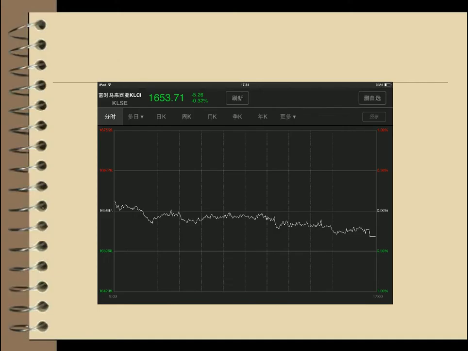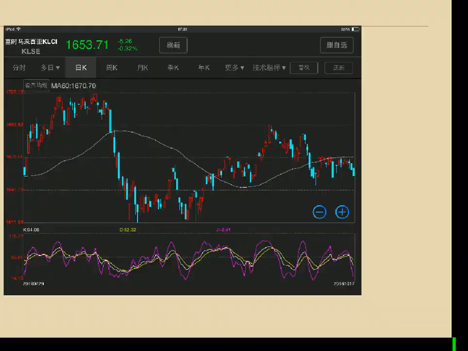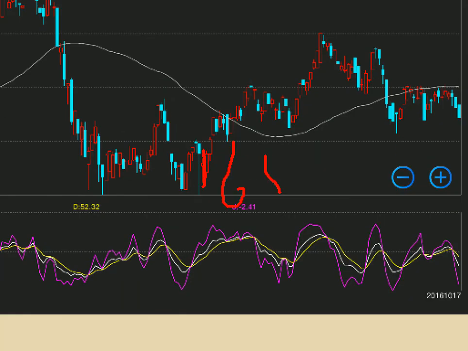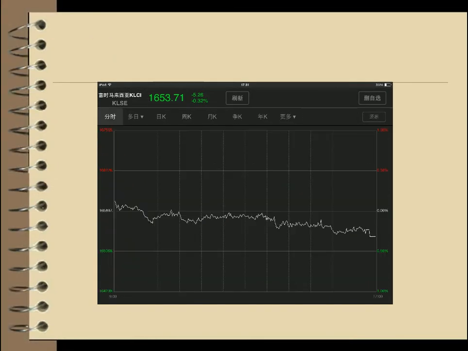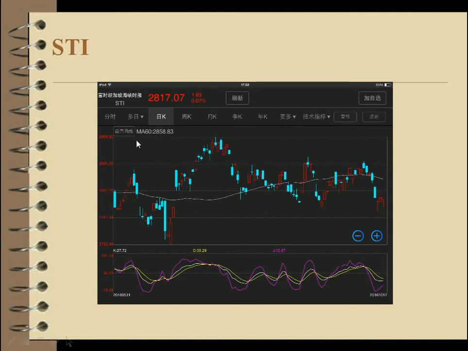Okay, but the support I have told you is what? Is 1650 to 1652. Okay, this is the short-term support. Okay, this is the KLCI, and next is the STI.